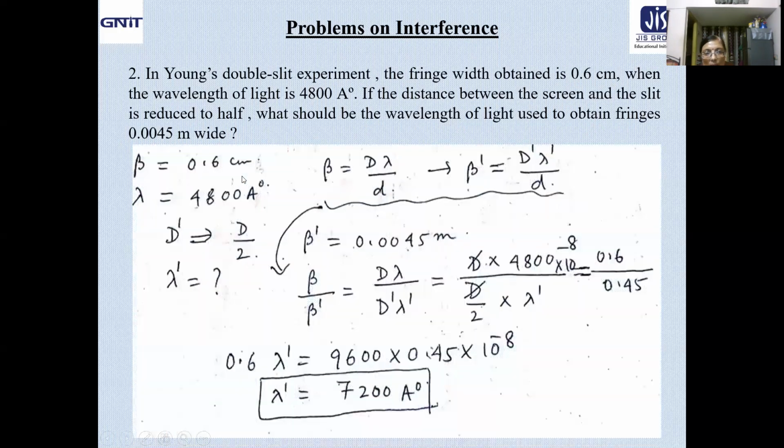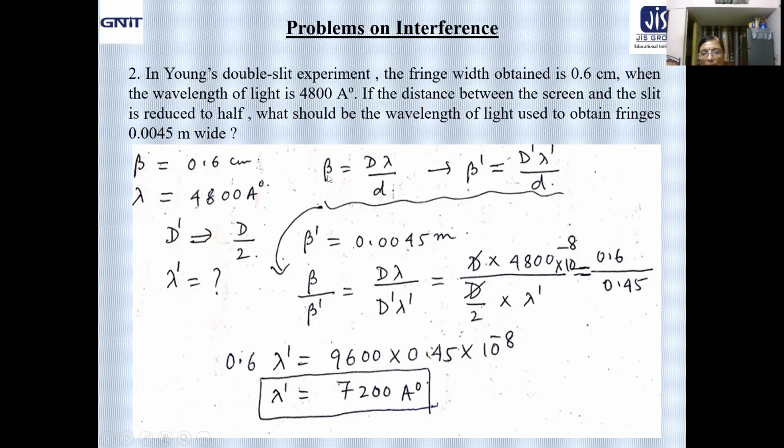So how to do the problem? Let us take a look. We know the formula for the fringe width, beta equal to Dλ by d. Then the fringe width changes, so it will be beta prime equal to D prime lambda prime by d. We are not changing small d here because no data is provided, so small d remains the same. Now, beta is given, lambda is given, D prime, that means the second case, is reduced to D by 2. You are asked to find lambda prime.